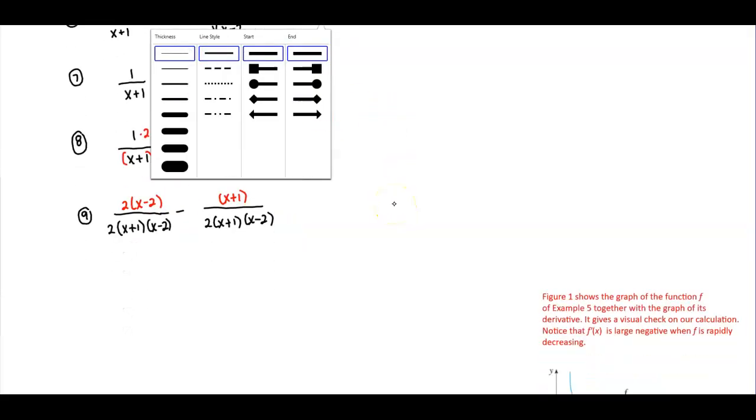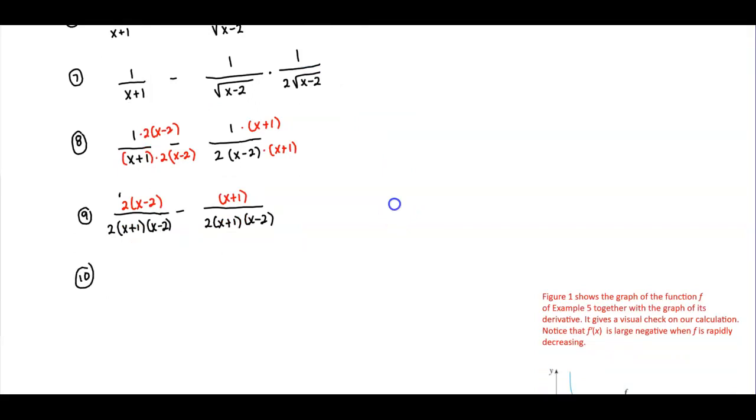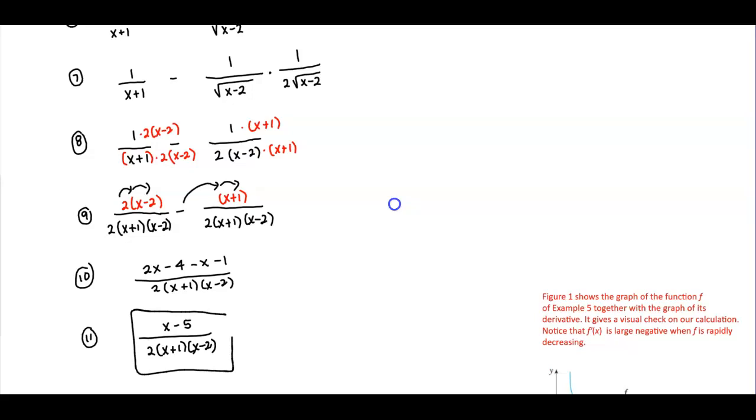Now if we distribute and combine like terms, if we distribute the 2, we get 2x - 4. If we distribute the negative sign, we get minus x minus 1, over the common denominator of 2 times (x + 1) times (x - 2). Therefore, we end up with (x - 5) divided by 2 times (x + 1) times (x - 2). And therefore, there is the derivative of that function.